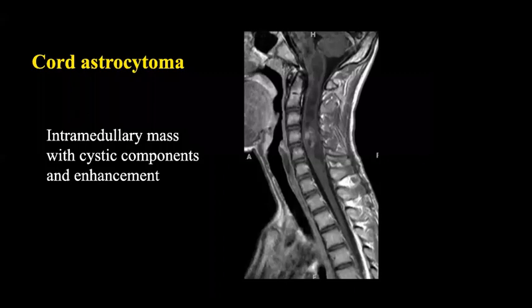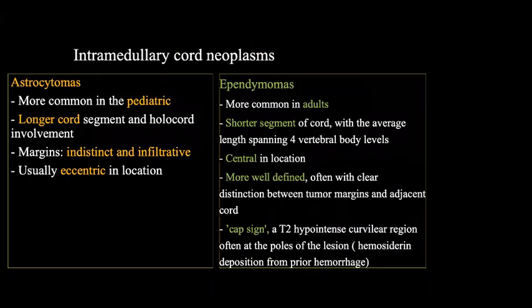So it's an astrocytoma. And I agree with the confusion for this one. I just put it here for review. Sometimes it's so hard to really tell these things apart, and that's why as part of review I have this table. So astrocytoma is more common in pediatrics compared to ependymoma, which they say is more common in adults. Astrocytoma usually will have a longer cord segment of involvement, and by that they consider 4 vertebral body levels. So if it's more than 4, that's what they consider a longer segment.